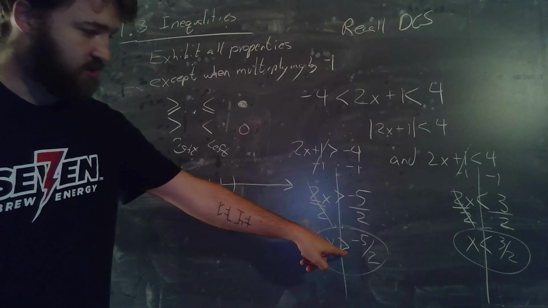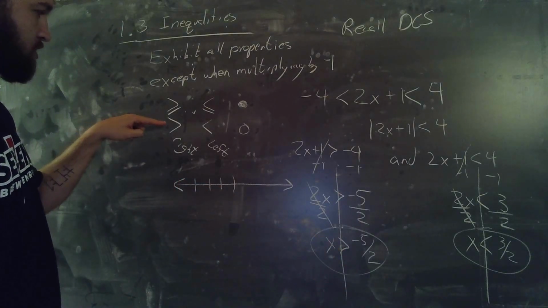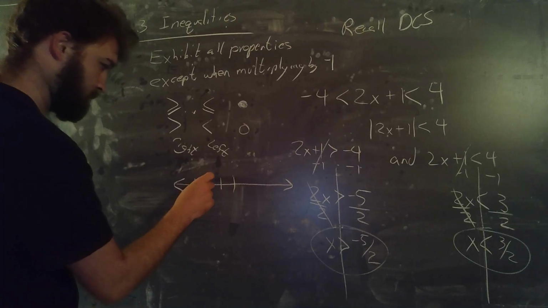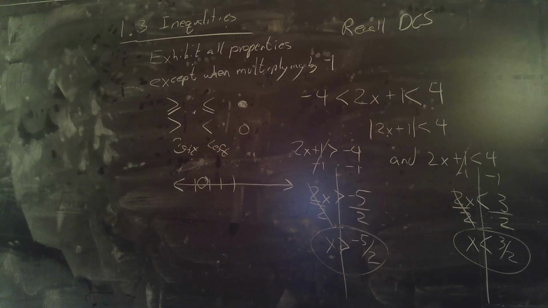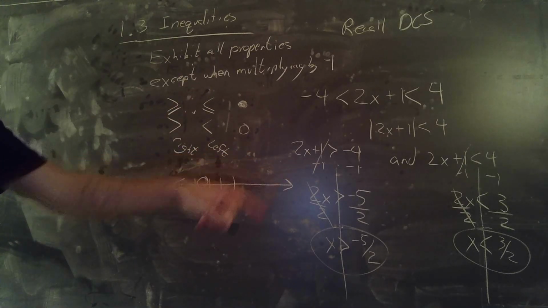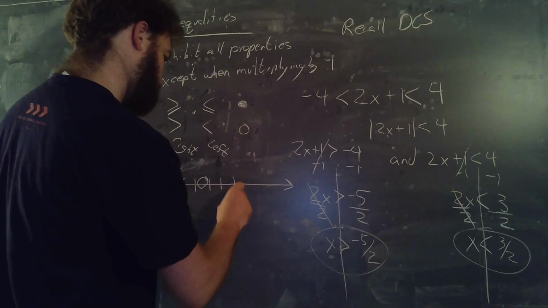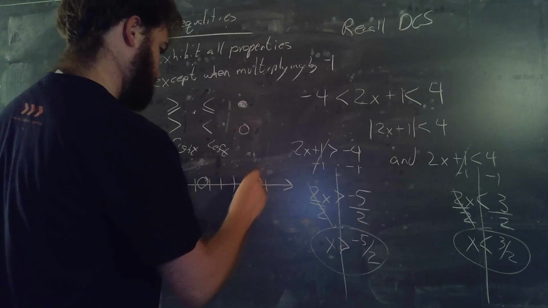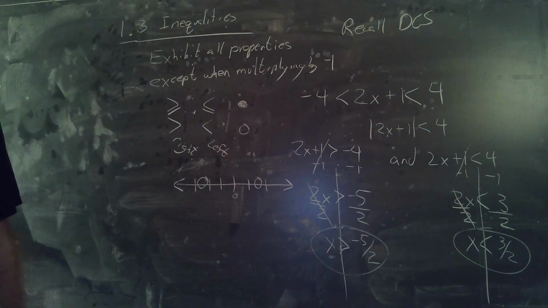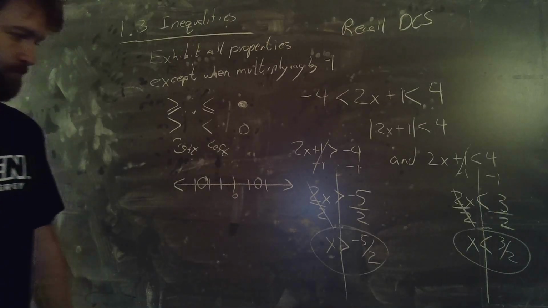Now notice this is a strict symbol. So the strict symbols get the open circle. That's negative 5 halves, 2.5. And then that's 3 halves, which is 1.5. And notice again, it's a strict symbol, so it gets this open circle.